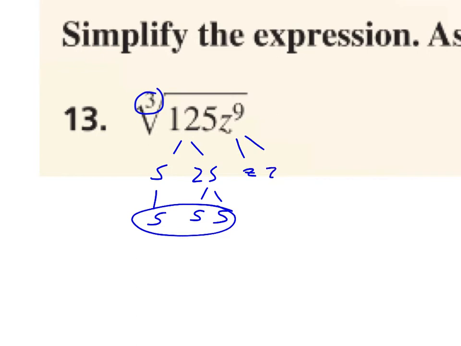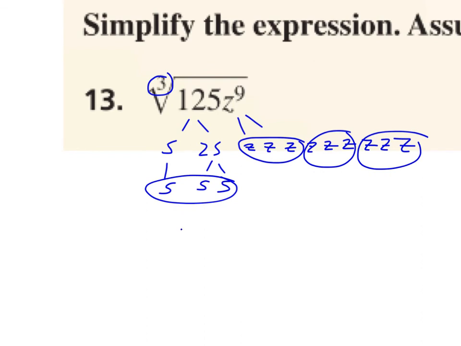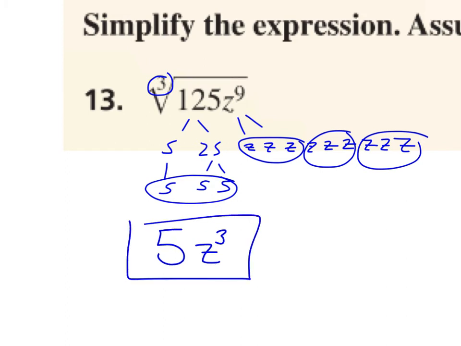We have 9 z's. 3, 4, 5, 6, 7, 8, 9. Circle groups of 3. So how many z's come out? 3. So we have 5z cubed. Nothing stays on the inside because we don't have anything without a pair.